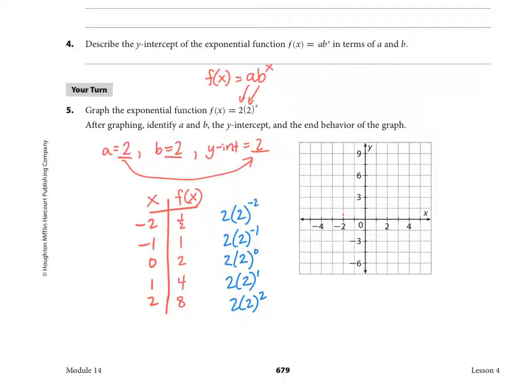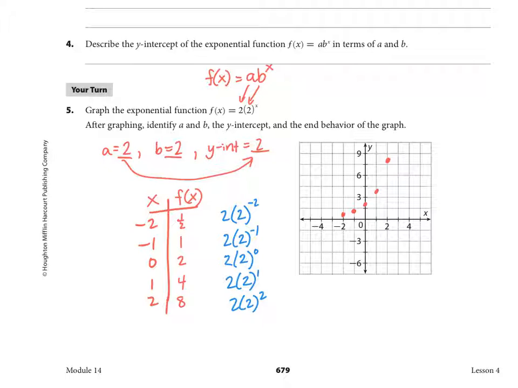If I graph this, the scale on this is really weird. It goes by ones on the x-axis, but it goes by 1.5s on the y-axis. Be careful and make sure you're accurate. -1 is going to give us 1. 0 is 2. 1 is 4. 2 is 8.